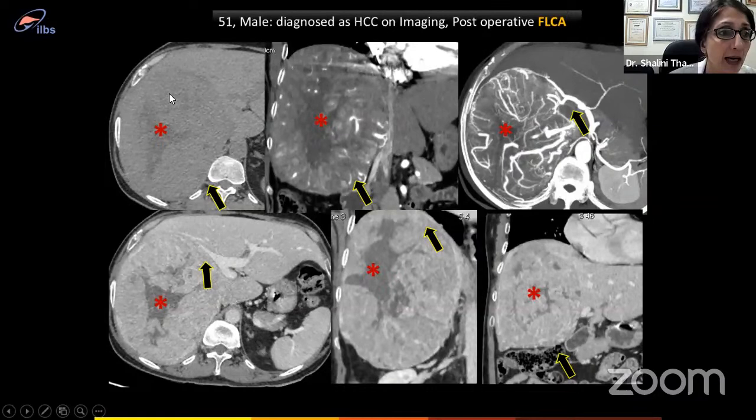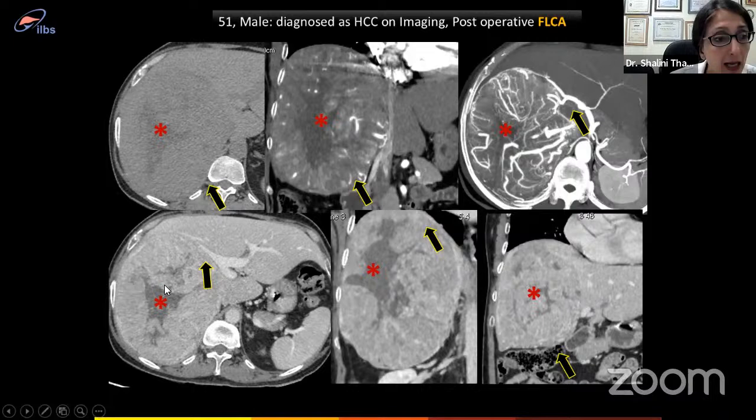We diagnosed him as an HCC on imaging because he had a classical large right lobe involvement and lots of arterial enhancement. That's the tumoral representation, so that when you do a TACE, we know exactly which arteries are supplying the tumor. So I would always advise to get a nice CT angio done so that we can see how the tumor distribution from the vessels is.